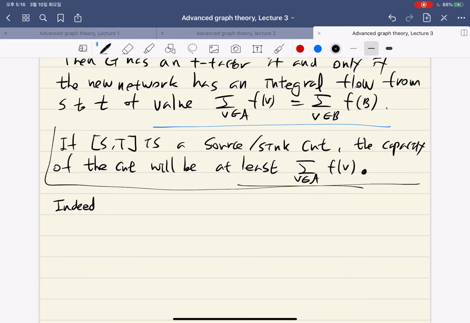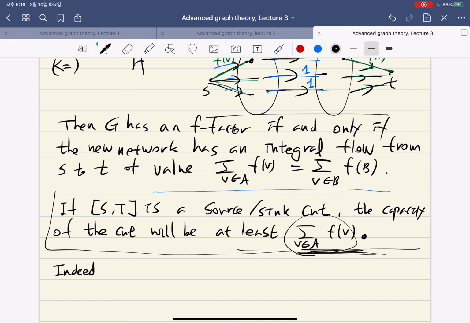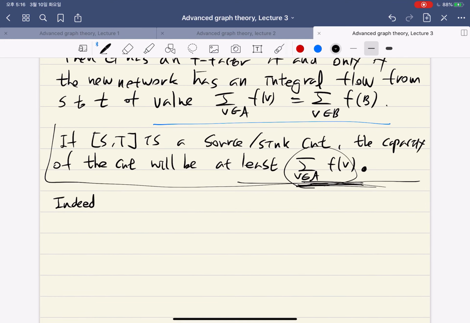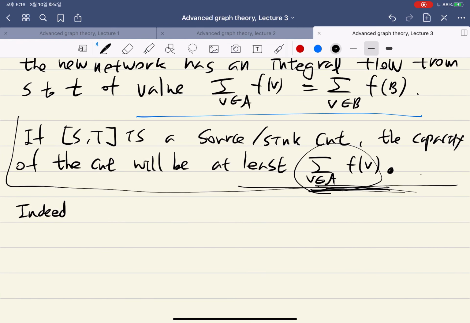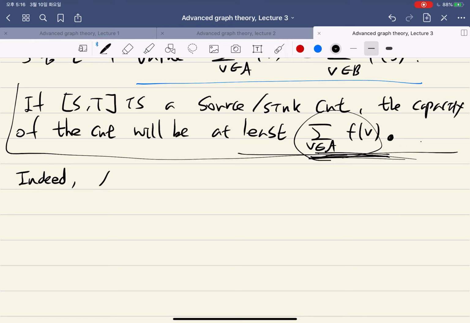If we prove that, then the minimum cut is at least the size of this. So that means there must be a flow with value at least this. That will conclude that there exists an f-factor. So we are done. So we want to instead prove this. How do we prove this? This is actually true because let X be this S intersection A, and Y be B minus S.